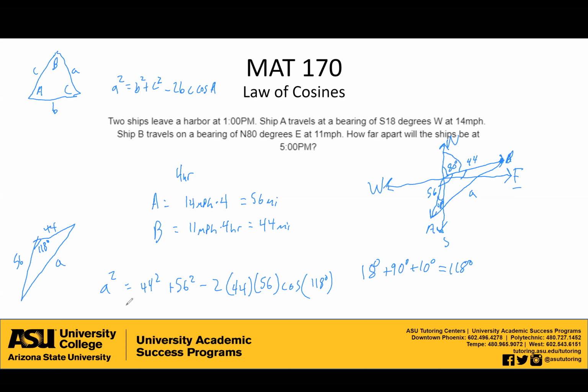Then when you plug all of that in, you get A squared equals 7385.56. And then lastly, what we need to do is square root both sides. That gets rid of the squared, and then we get A equals 85.9 miles. Again, definitely make sure that you include units here, right? So they want to know how far apart the ships are, 85.9 miles. So that's basically law of cosines in a nutshell.